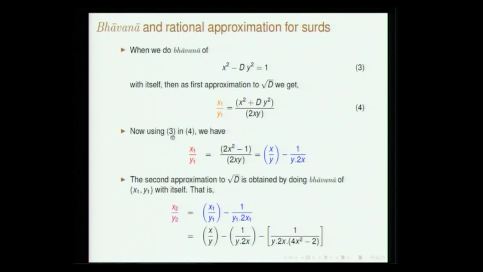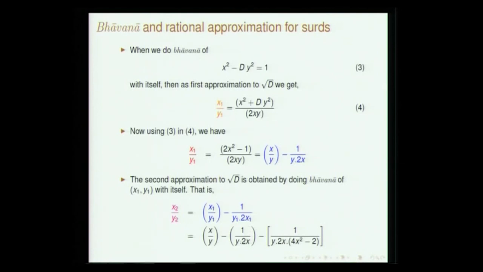Now, using 3 in 4, you will get 2x square minus 1 by 2xy, and this can be expressed in this particular form. Fine. For our second approximation, all we need to do is plug in x1, y1 in this, and it just turns out to be this. So x1 by y1 is this, and you just express it. Now you can see the pattern: this expression repeats in the second approximation.